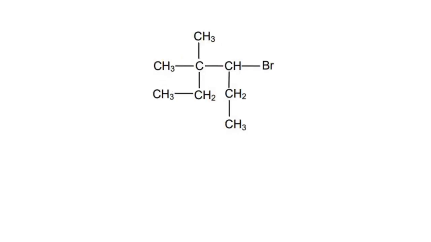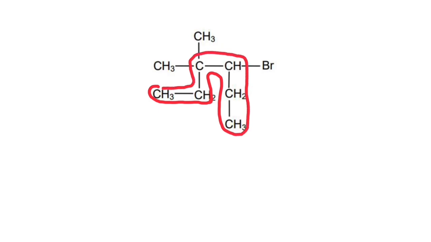Let's take a look at this structure. The first step, obviously, is to identify the longest carbon chain. So let's go ahead and do that. So this is going to be our longest carbon chain, starting with this carbon, there we go. And this is what we have. We have our longest carbon chain with 6 carbons. If we start counting from the left, we have 2 branches on the third carbon, and then if we start counting from the right, we have a halogen on the third carbon.